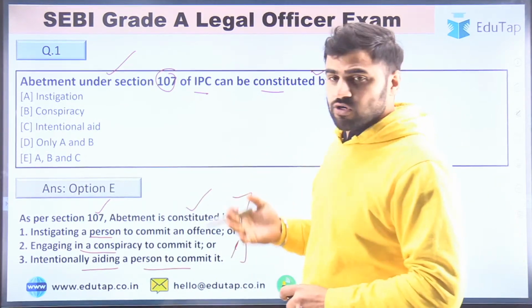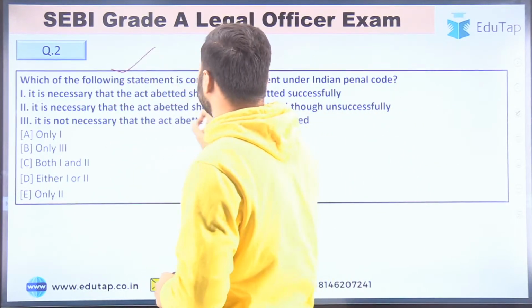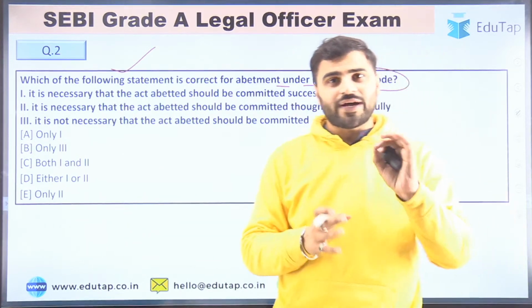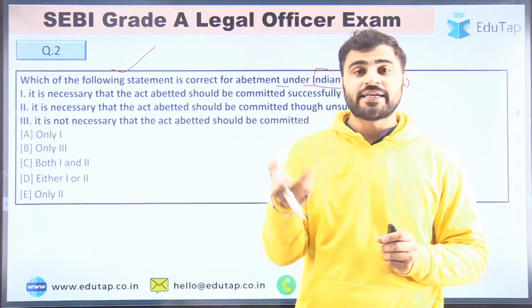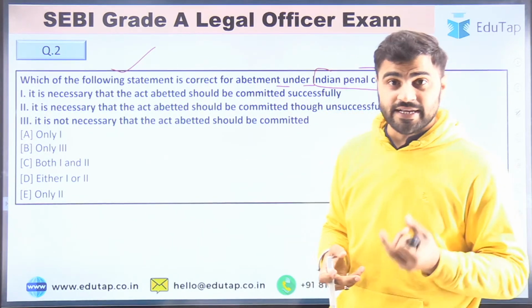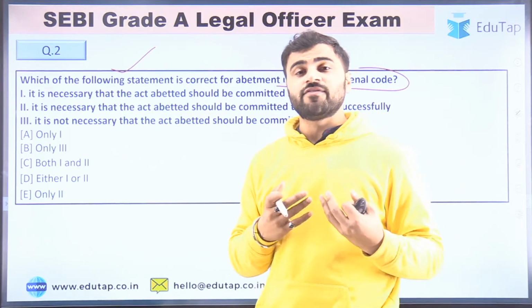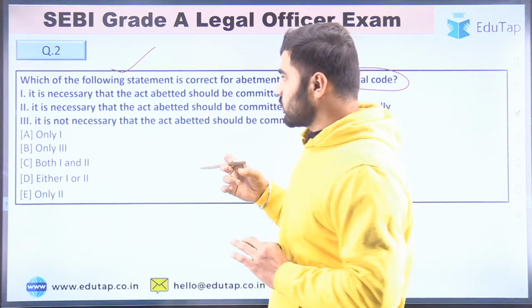Now let's move to question number 2. So guys, question number second is, which of the following statements is correct for abatement under the Indian Penal Code? Guys, chapter number 5th is quite confusing, right? So you have to take care while reading the statement, while highlighting the statement, as well as while understanding the statement, because chapter 5th is about abatement. So this is a very confusing chapter, right guys? If you have conceptual clarity, then only you can solve the question easily.